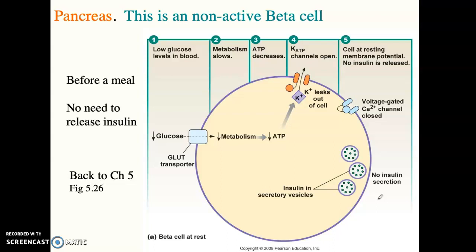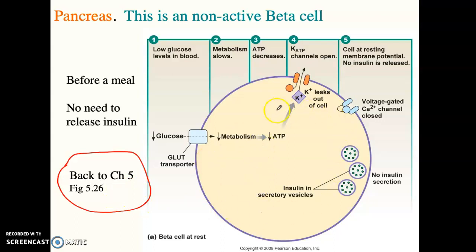So there's no need to release insulin if this is before a meal and you've eaten breakfast before that. So let's take it in steps. This, by the way, goes back to chapter 5. Remember, your book is set up in a way that the more simple mechanisms that you have to understand are in the earlier chapters. So you'll have to go back to chapter 5, figure 5.26. Let's take it in steps.